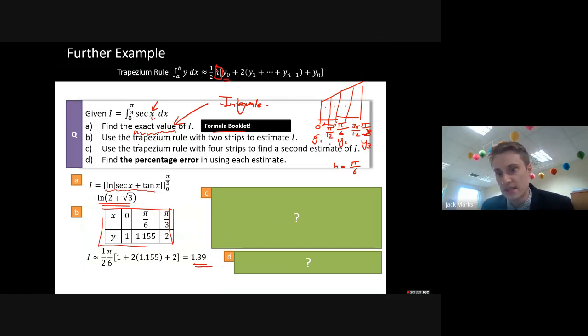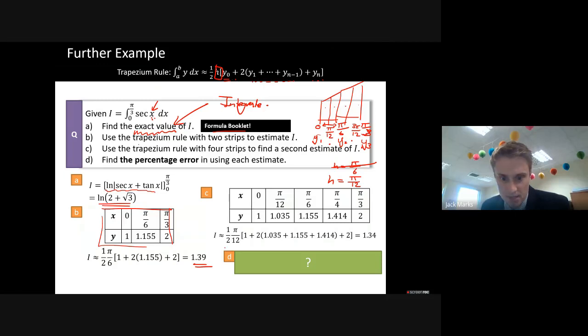So you're going to use these x values to get your y values, which are all up here, but the height will be different. If you're using more trapezia, the gap between them has gotten smaller, so the height would now be pi over 12. So a half, that's a half of the height. And now you've got more pieces there in the middle because there are more strips. Notice that the 1 and the 2 are the same because the start point and the end point are the same again. And you get a slightly different answer.